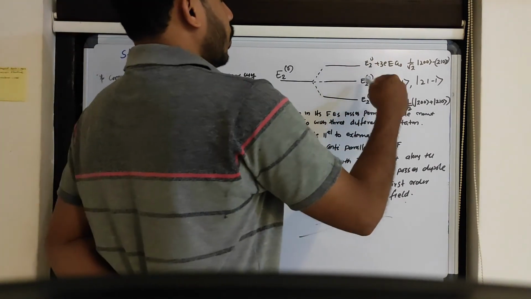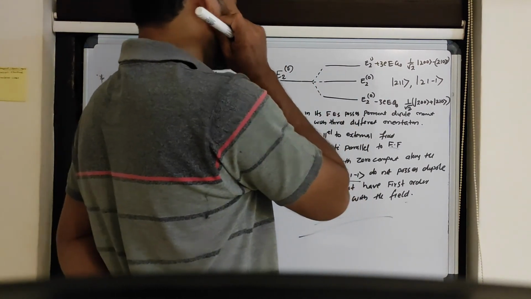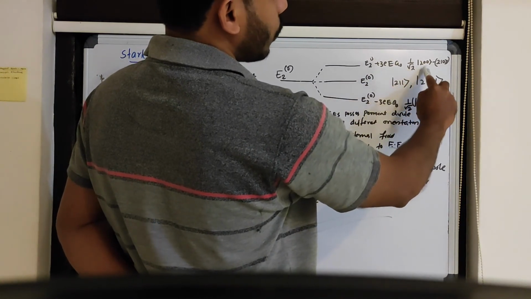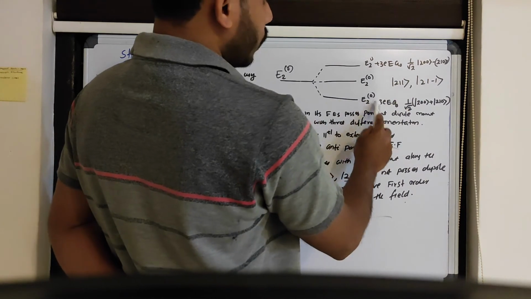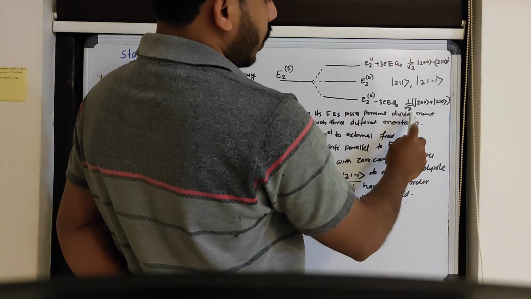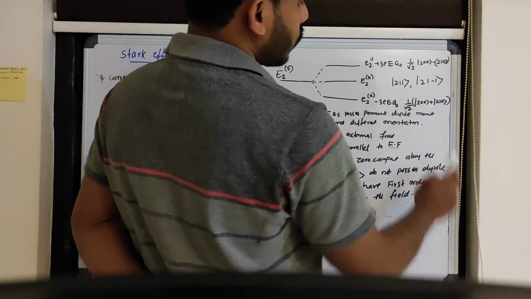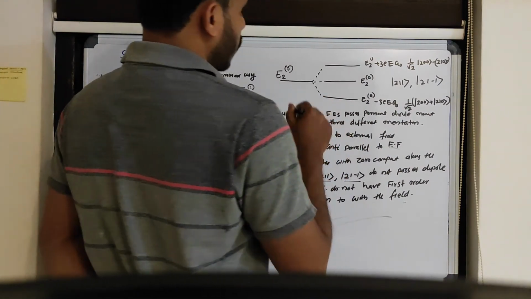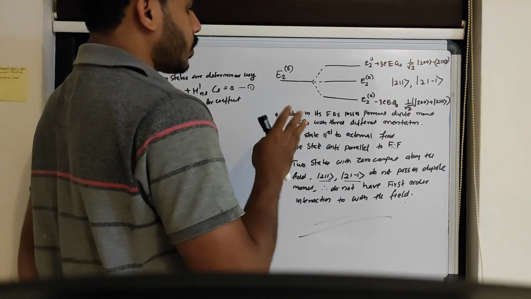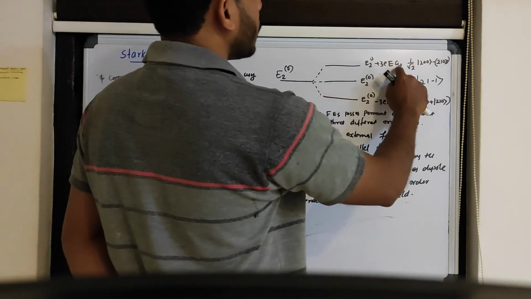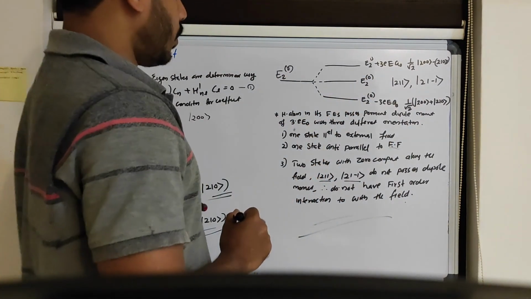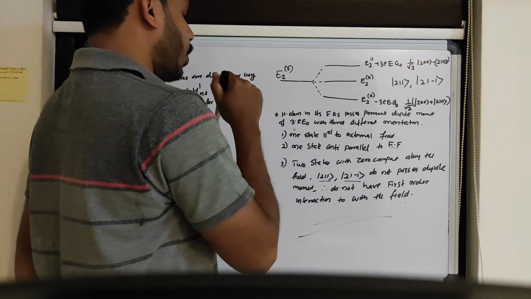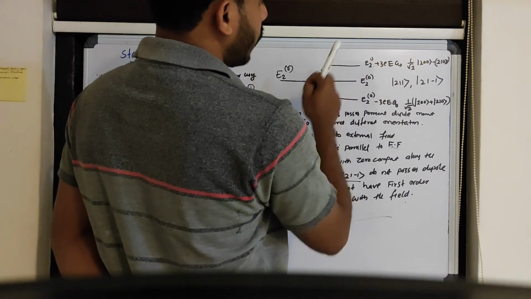E2^0 means the unperturbed energy. For E2^0 plus 3E0, the corresponding state is 1 by root 2 times 2 0 0 minus 2 1 0. For E2^0 minus 3E0, its eigenstate is 1 by root 2 times 2 0 0 plus 2 1 0. What is the conclusion from this? The hydrogen atom in the first excited state possesses a permanent dipole moment having the value 3E0, having the eigenvalue.